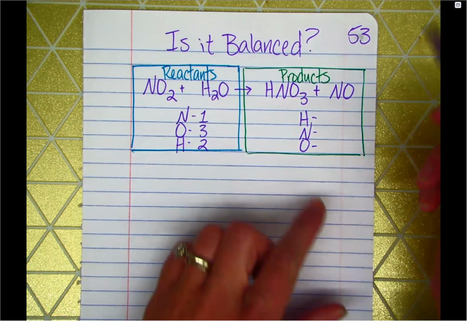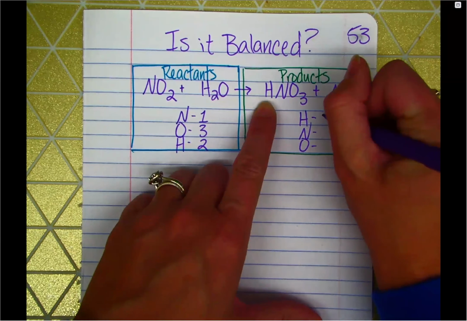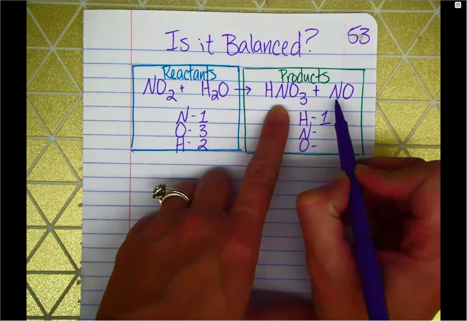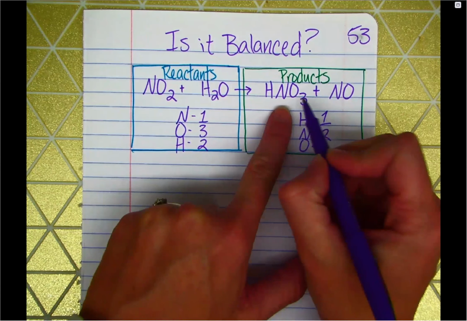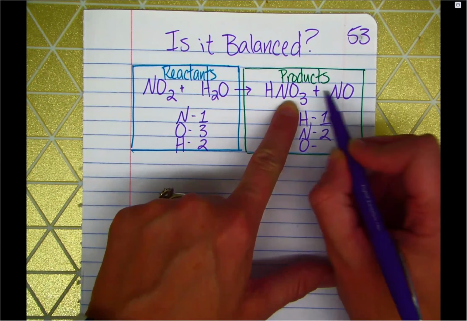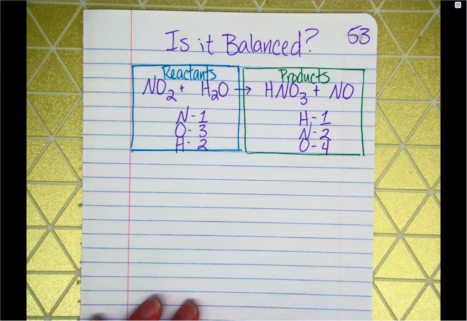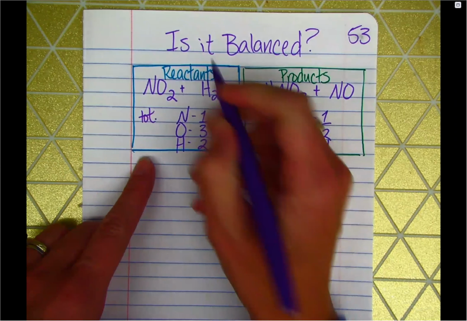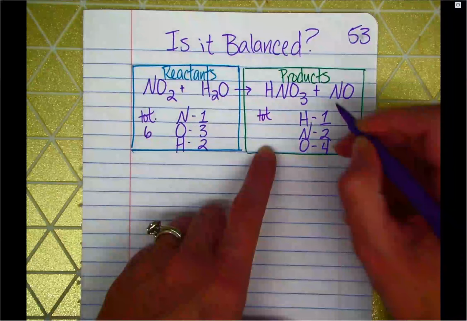So on the product side, I've got 1 hydrogen here. I've got a nitrogen here and a nitrogen here. So that gives me 2 nitrogens. And for the oxygens, I have 3 oxygens in this molecule and 1 oxygen in this molecule. 3 plus 1 is 4. So in total, I have 6. And here in total, I have 7.